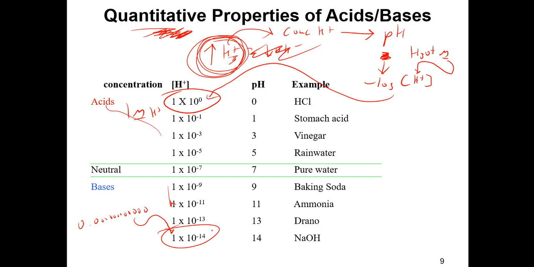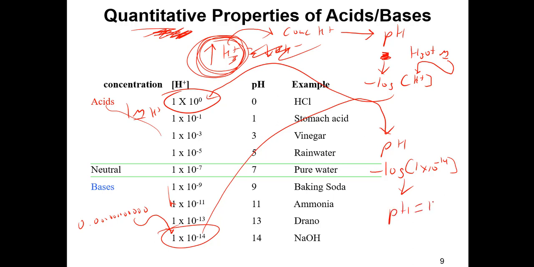However, it's still a big number to mess around with, so it's just much easier to turn it into a pH value. So we're going to use something called negative log on our calculator, and we're going to put in the molarity, which happens to be 1 times 10 to the negative 14th. When we do that, we will have a nice, easy, simple value such as pH equals 14.